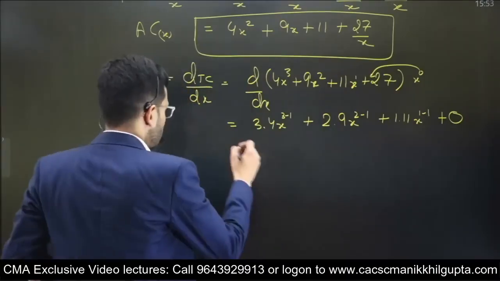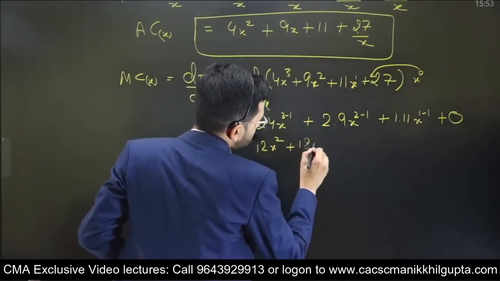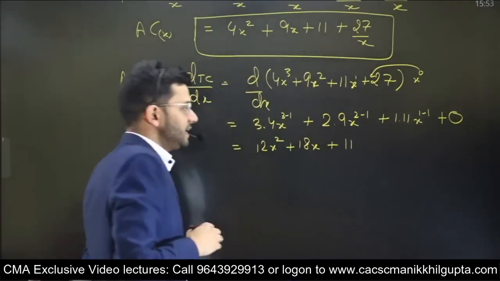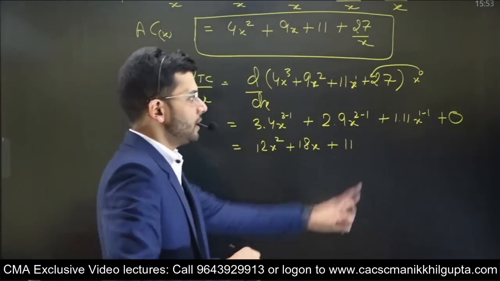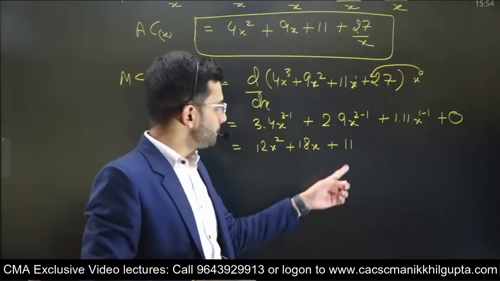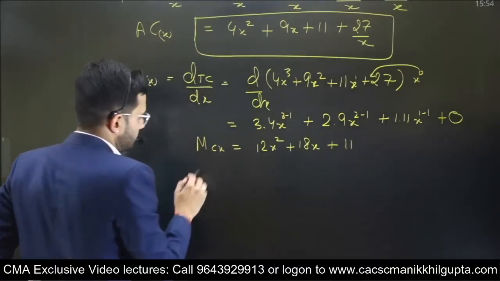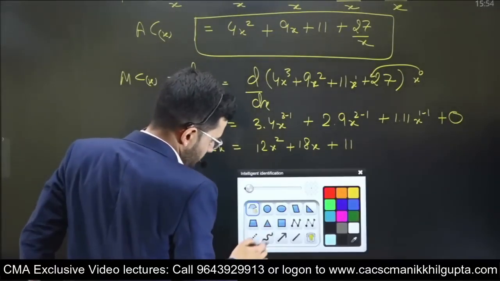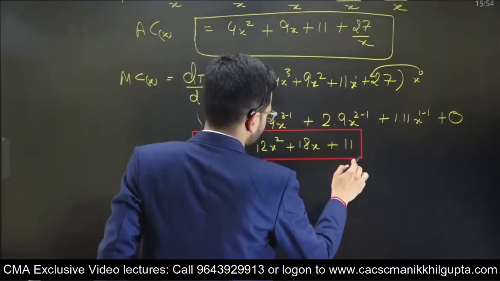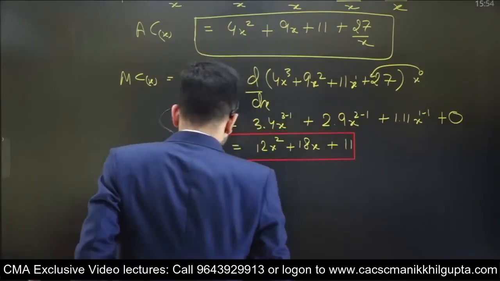Okay, now we're going to simplify it. 12x square plus 18x plus 11. Why 11? Because x raised to the power 1 minus 1 is x raised to the power 0, and x raised to the power 0 is 1. So this is the resultant figure. So the marginal cost function is this.